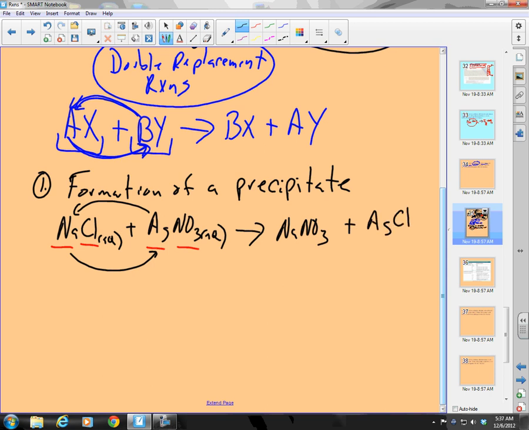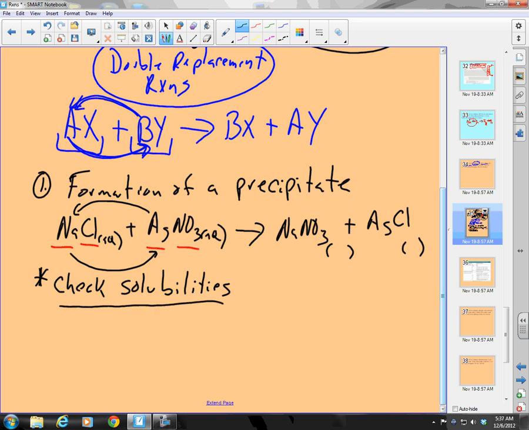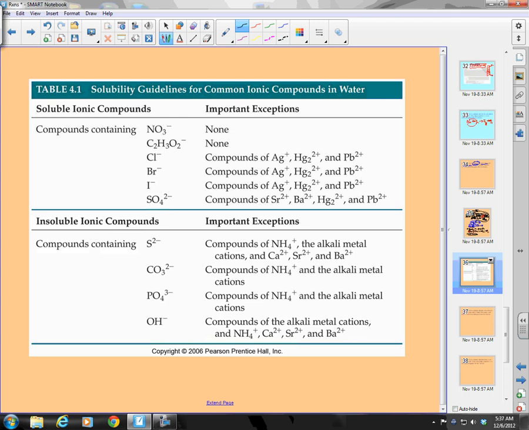Now, I have to decide my states, okay? And so one of the little stars here is we need to do what? We need to check solubilities. Hey, you guys remember that? We learned earlier about solubilities, and I said they will become important. So, just a refresher, here's our solubility guidelines. These are things that are usually soluble. These are things that are insoluble.